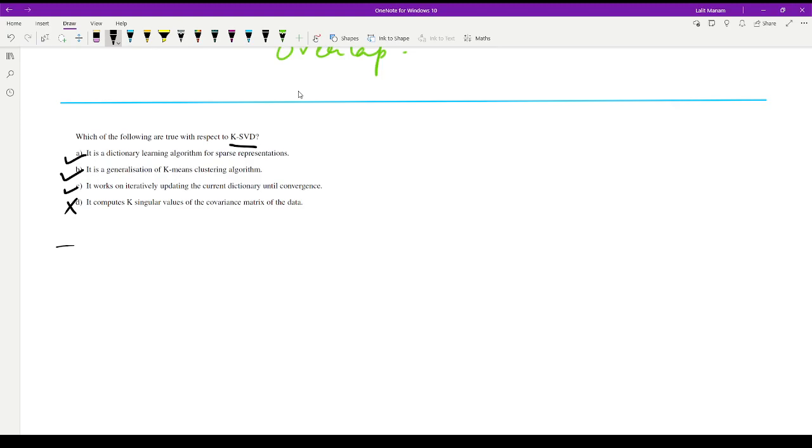Any further doubts based on today's session? Sir, I had a doubt about the PCA. Like if we want to use image compression, can we use PCA to compress the images?